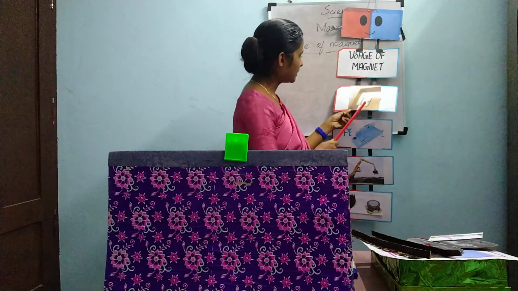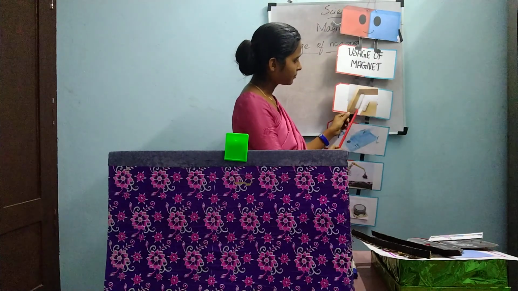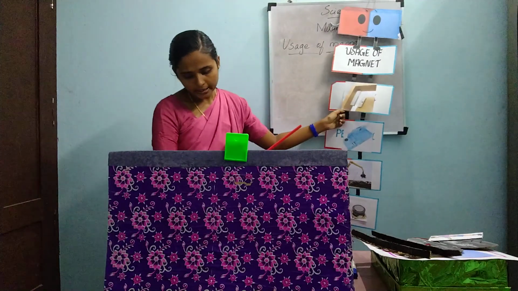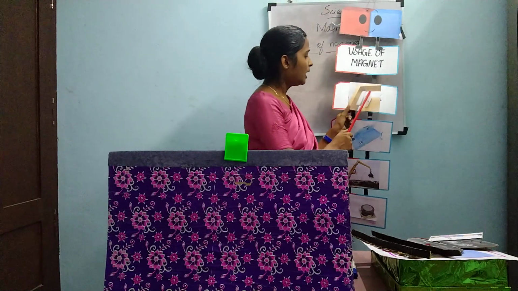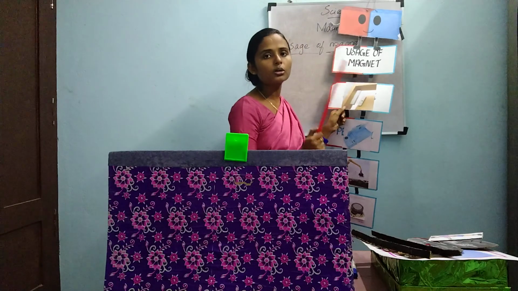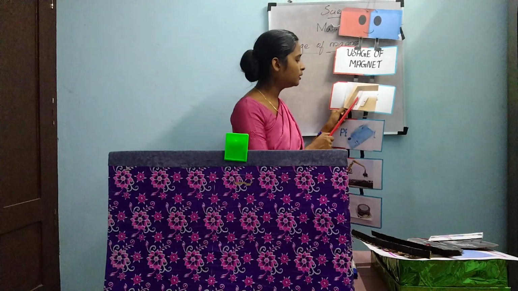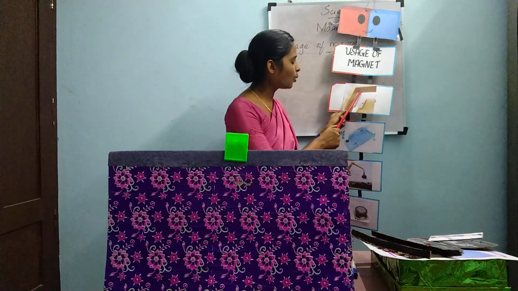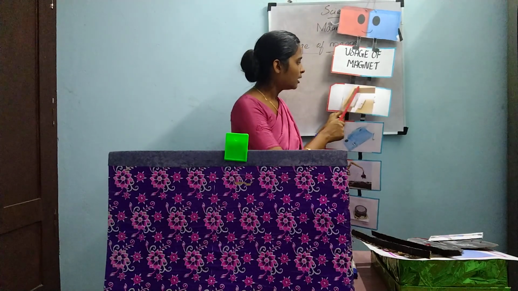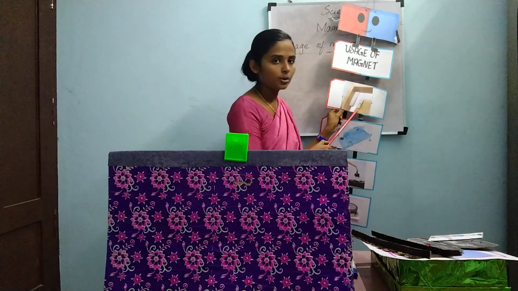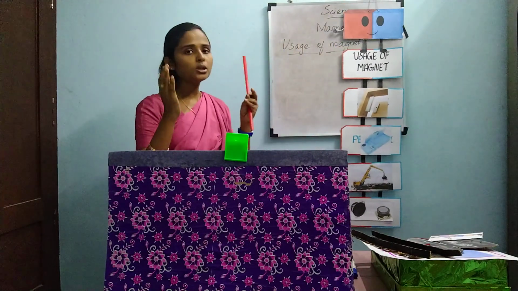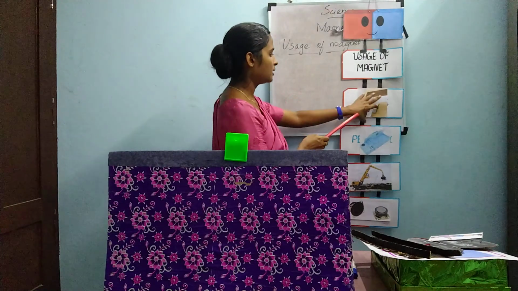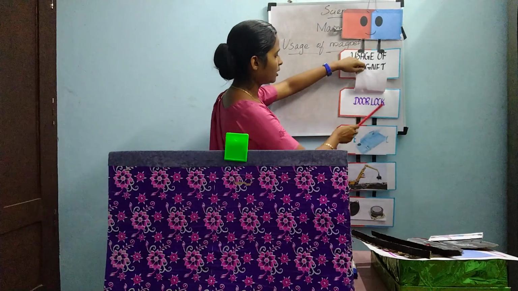So you can see this. What is this? It is a door, right? It has a door lock. In the door lock, there will be a magnet to lock. See, one magnet is here and the other magnet is at the door. If you close the door, both magnets will attract and it just closes. That is the first, the door lock.